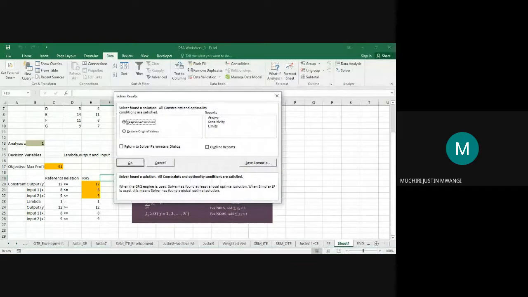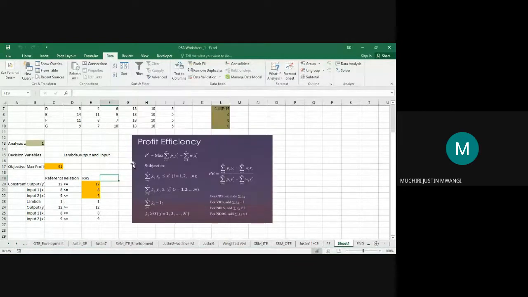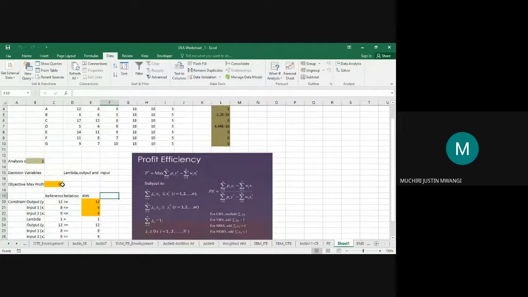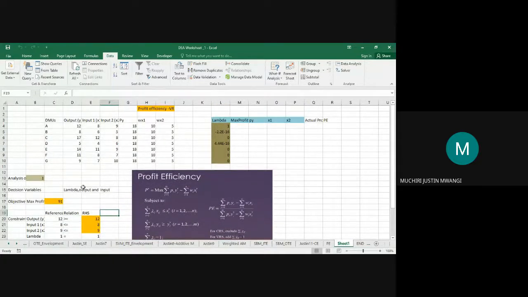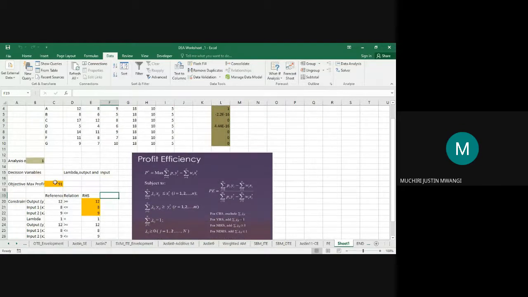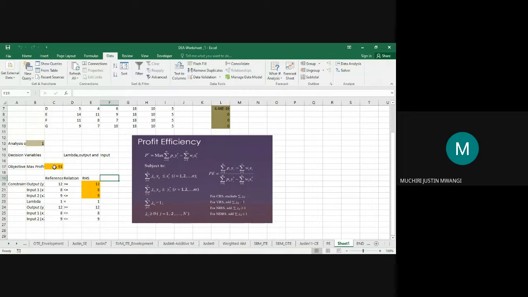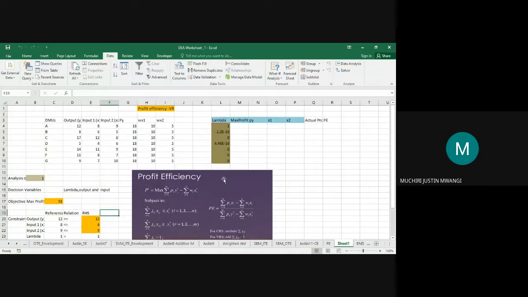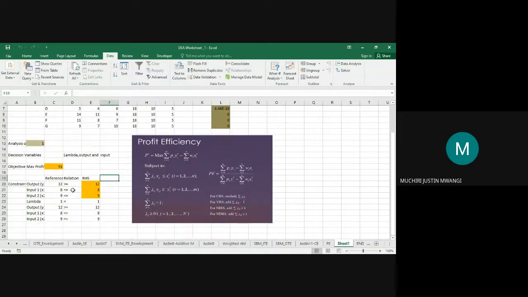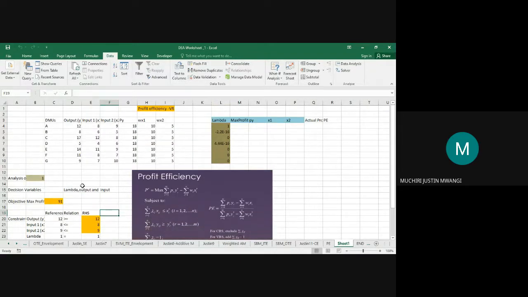It's accepted and gives us the given value. So we are saying for decision making unit 1, the maximum profit is 91. Having done that one, it's very hard to compute each and every one of them. So kindly join me in the next class.